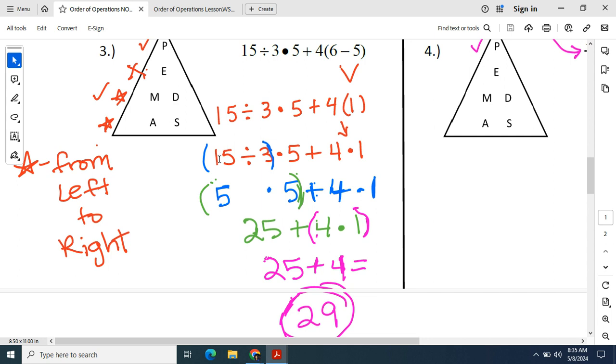Which one came first? 15 divided by 3. So I solved that one first. 15 divided by 3 is 5. And I brought down times 5 plus 4 minus 1. And now I multiplied 5 times 5 is 25, plus 4 times 1 is 4. So 25 plus 4 is 29.